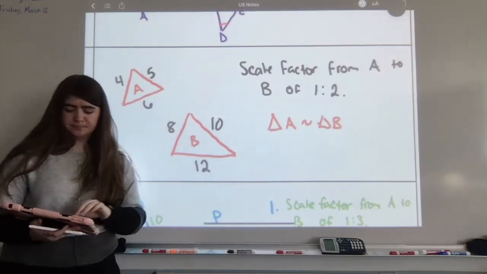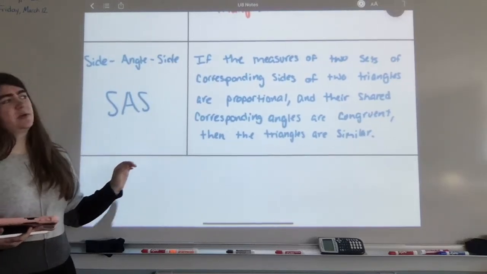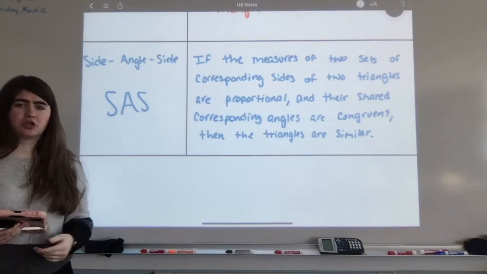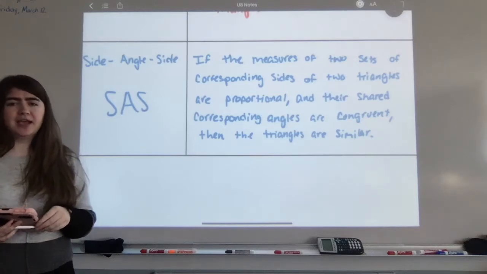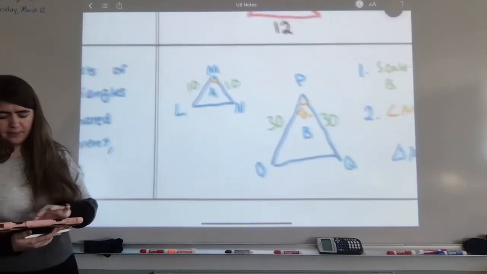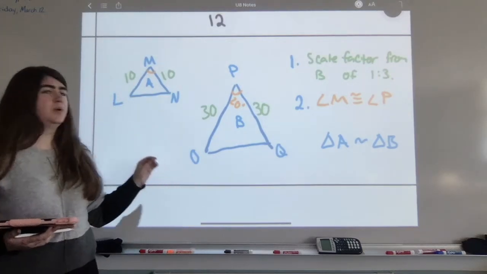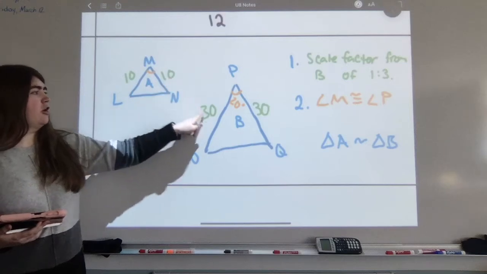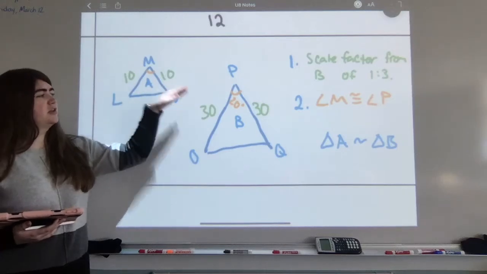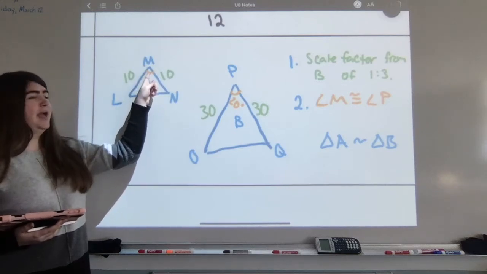then triangle A is similar to triangle B. And then third, we have the side, angle, side theorem, which says if the measures of two sets of corresponding sides of two triangles are proportional and their shared corresponding angles are congruent, then the triangles are similar. So in a picture, what that means is that we have triangle LMN and triangle OPQ, and we need two sides that are corresponding and proportional, 10 to 30, 10 to 30, it's the same, and their shared angle, the angle between them, has to be congruent.